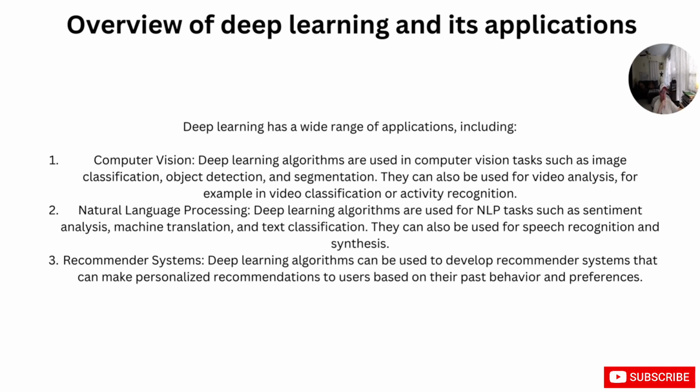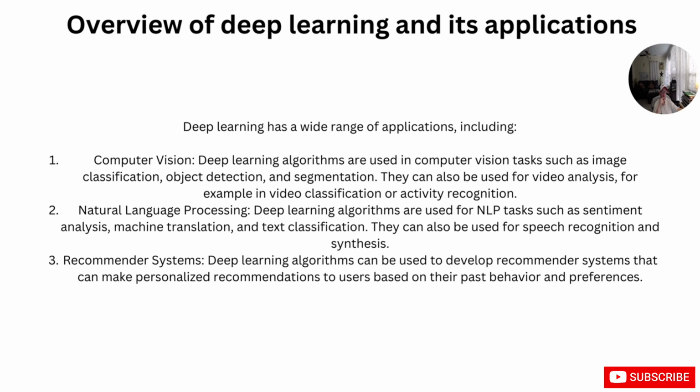Deep learning has a wide range of applications, including number one, computer vision. Deep learning algorithms are used in computer vision tasks such as image classification, object detection, and segmentation. They can also be used for video analysis, for example, in video classification or activity recognition.